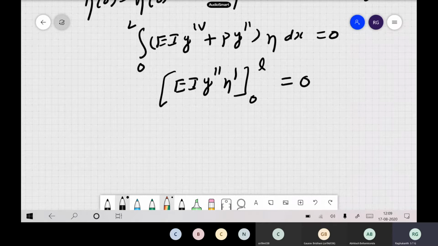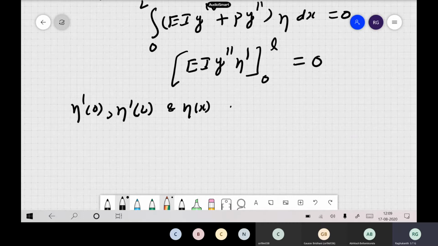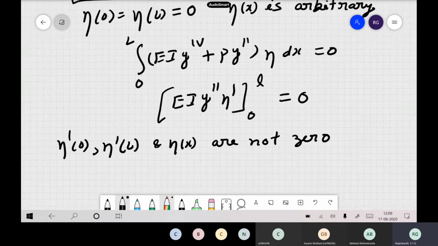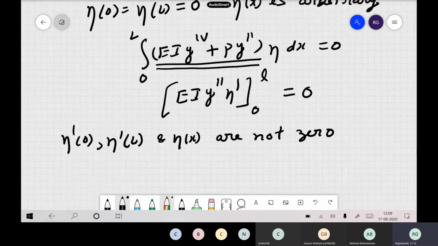Now here the most important thing comes. Since eta is 0 only at the supports, eta dash at L and at 0, and eta of x are not zeros; they are independent. So the only way is for this quantity to be equated to 0, which means EI y double dash has to be 0.